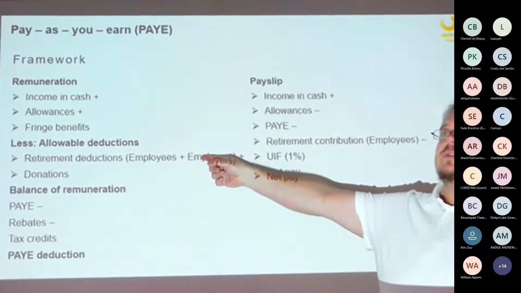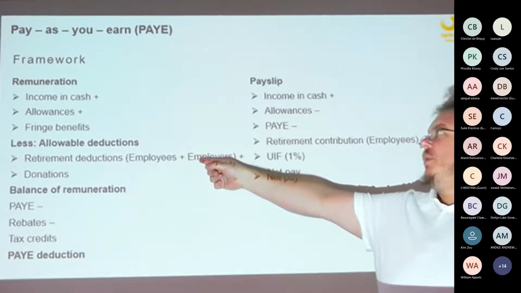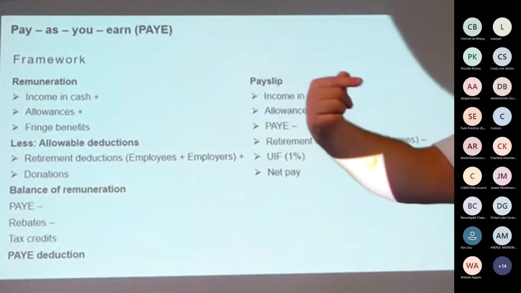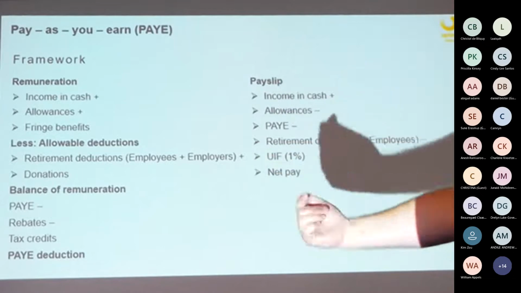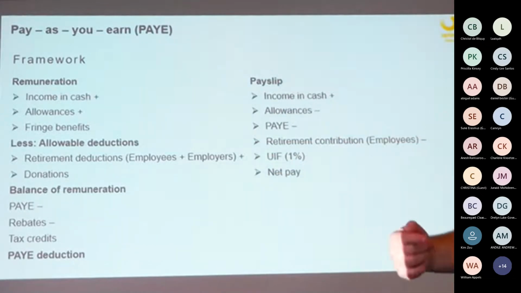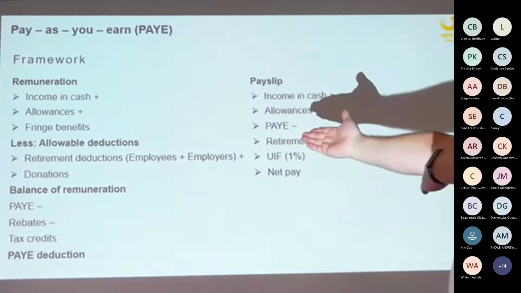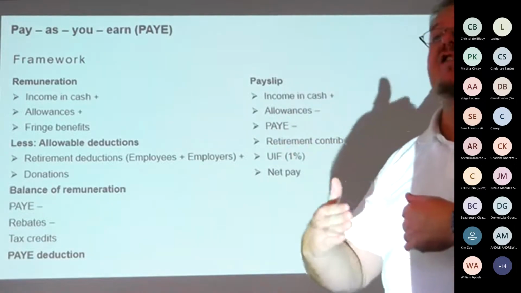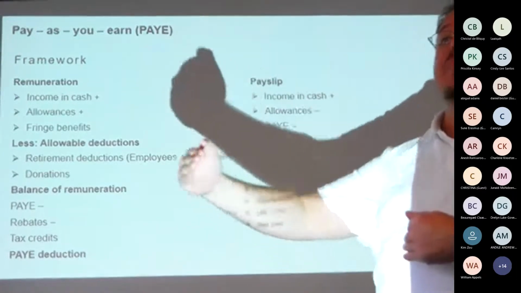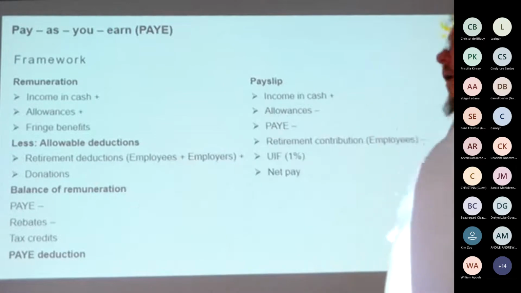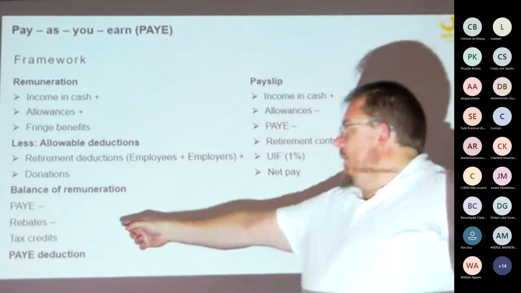You don't get it just because it's so nice to have it. You get the retirement deduction because government says it's a good thing to plan for your future. So they give you the deduction. You don't have to do it, but they make it beneficial for you to put away money for your future. Okay, same here.